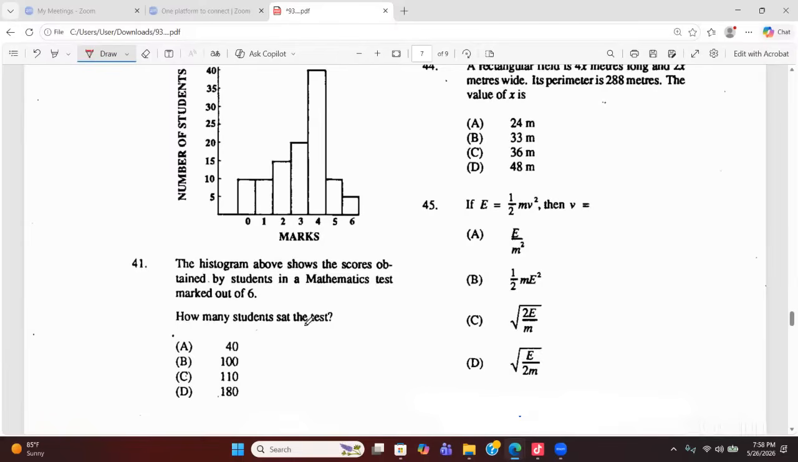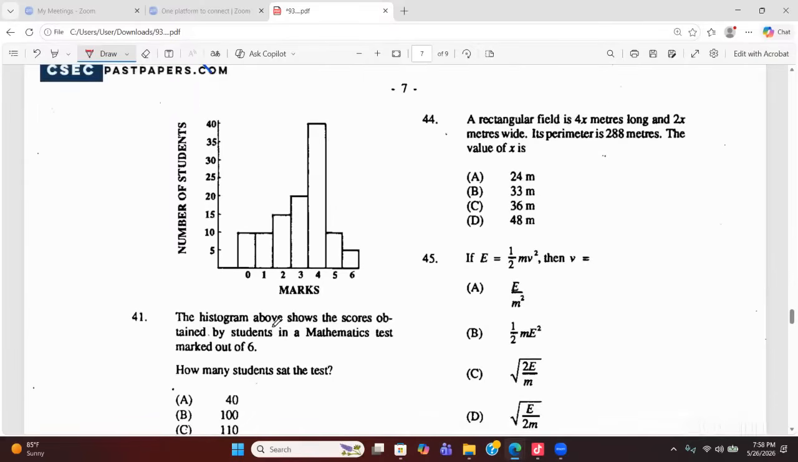So for this one, they said how many students? Basically, this histogram is showing the score obtained by students in a mathematics test out of 6. So you can see it's marked out of 6, which means some people get 0, some get 1, 2, 3, 4, 5, 6. All you're going to have to do is add up how tall these are. Just add them up. That's all you're doing.